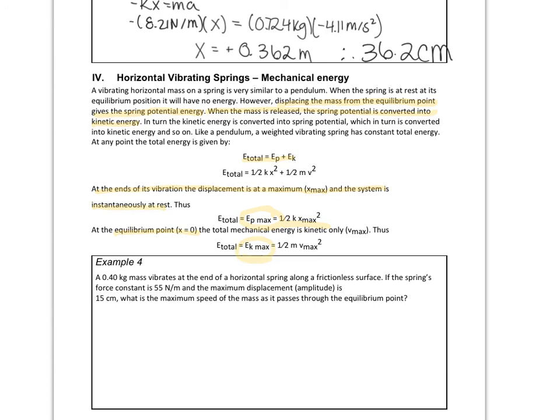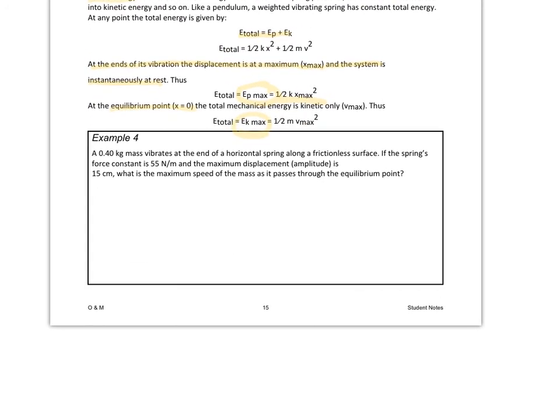So a 0.4 kilogram mass vibrates at the end of a horizontal spring along a frictionless surface. If the spring force constant is 55 newtons per meter and the maximum displacement or amplitude is 15 centimeters, what is the maximum speed of the mass as it passes through the equilibrium point? So it sounds like we have stretched the spring. So initially, we have potential energy, but rather than gravitational, this is spring. And our final energy is going to be kinetic. It's going to all transfer to kinetic, and we're going to find the maximum speed.